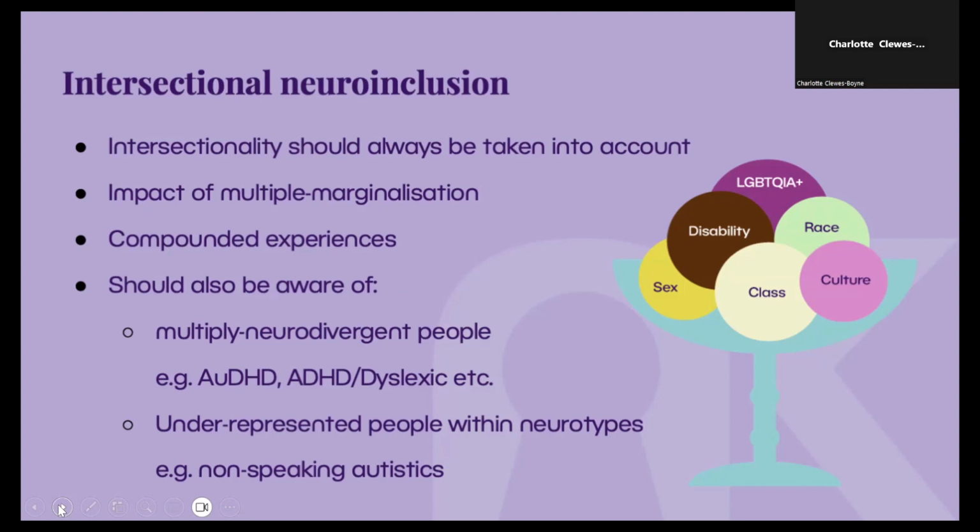In particular, trauma can be compounded for intersectional neurodivergent people, and this can inevitably then impact on their interactions in the workplace and the legal system as well. It's also vital that intersectionality is always considered as part of any neuroinclusion initiative. And while not intersectional, it's also worth mentioning the impact of multiple neurodivergences. So, for example, someone who's ADHD and dyslexic, and also those who are underrepresented within the neurominority, for example, non-speaking autistics.